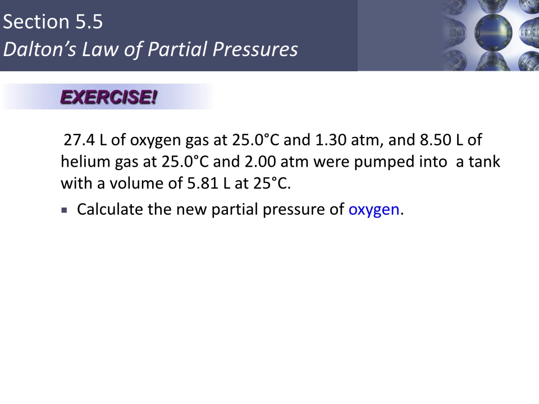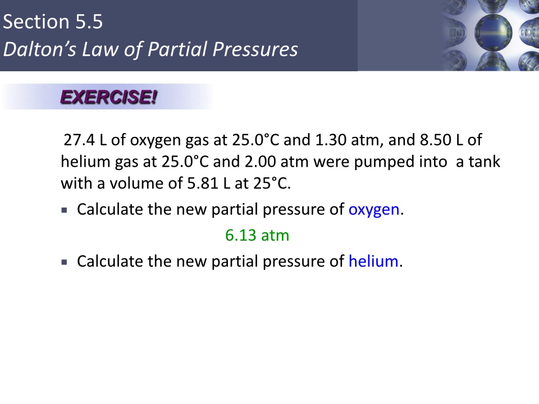One hint, if you're not sure where to start, is to use P1V1 equals P2V2. Okay, if you were to have solved that out, P1V1 equals P2V2, you would start for oxygen: 1.3 atm times 27.4 liters is going to equal the new pressure, what you're looking for, X, times the new volume, 5.81 liters. And you would see that the new pressure is 6.13 atm.